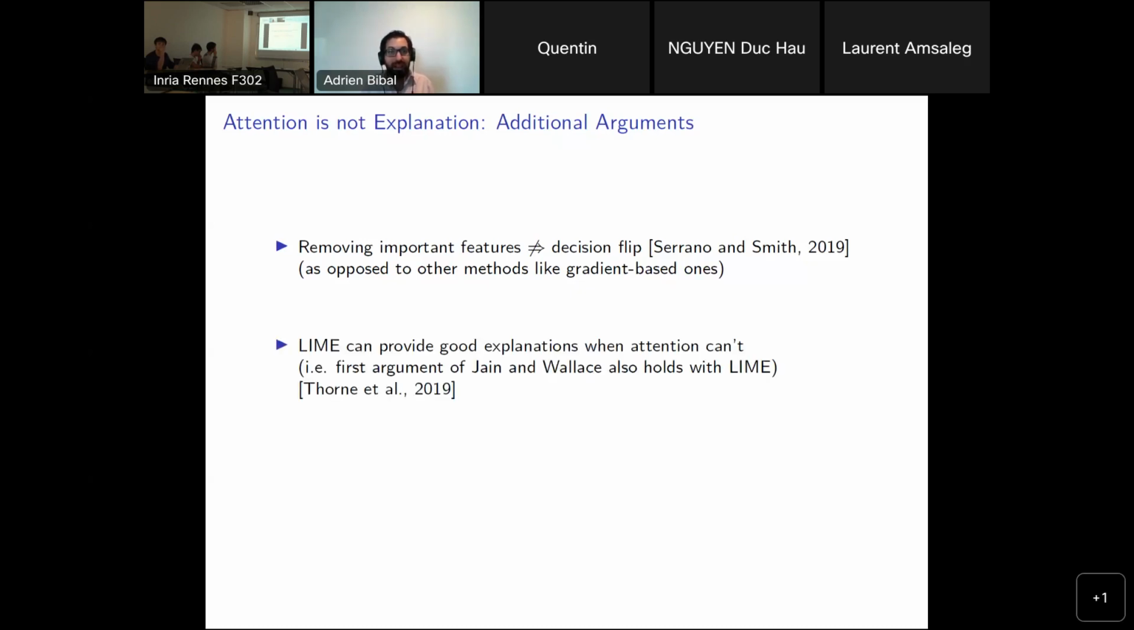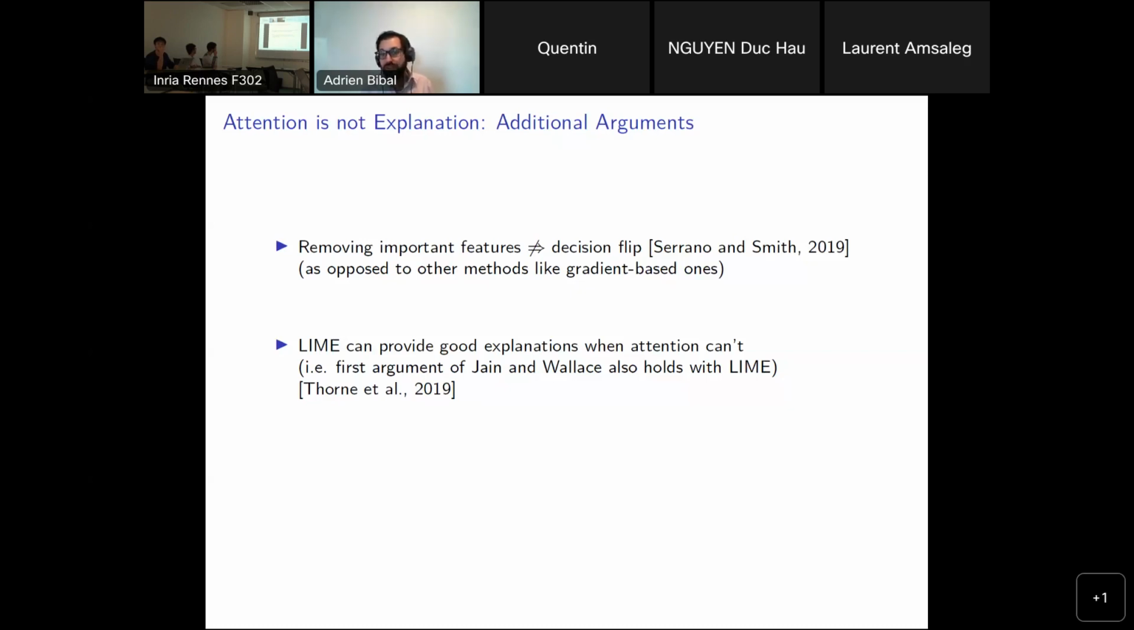Another thing is that LIME, one of the techniques that can be used post-hoc, so external to the model, to explain it, can provide good explanations, being external to the model, when attention, which is internal to the model, can't. That's a very, very strange thing to consider, as we generally use attention because it's trained alongside the black box that we're trying to explain. And this thing that's internal to the model is worse at explaining the model itself than something external.